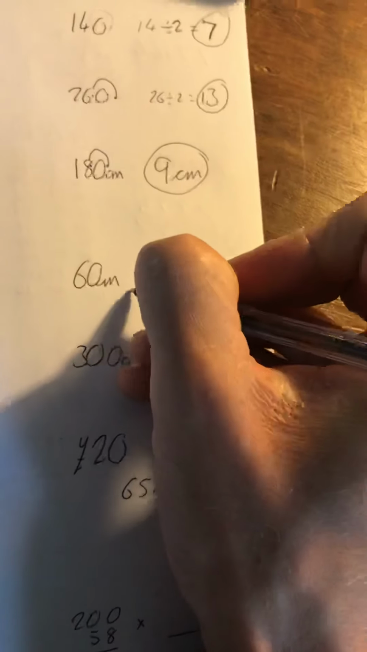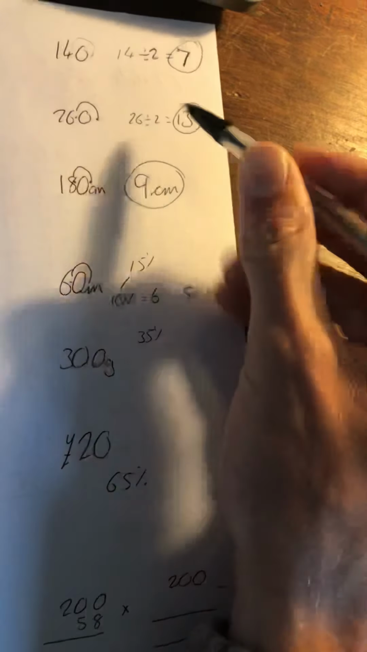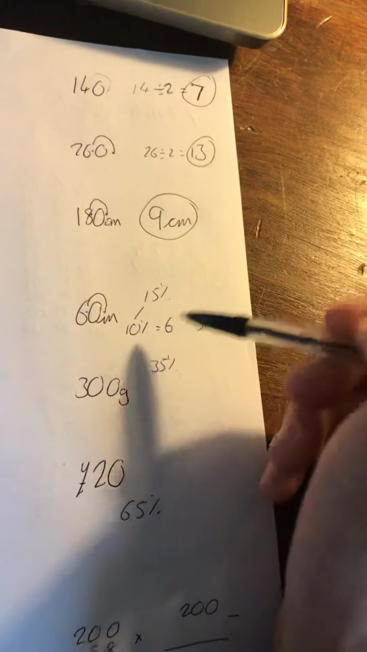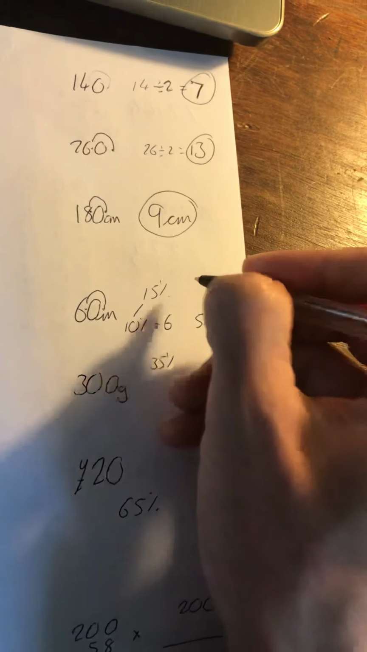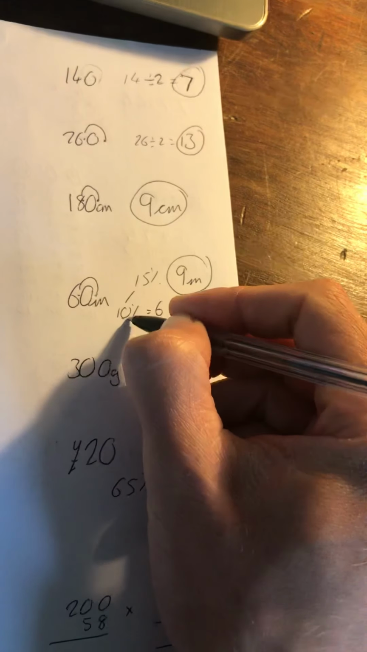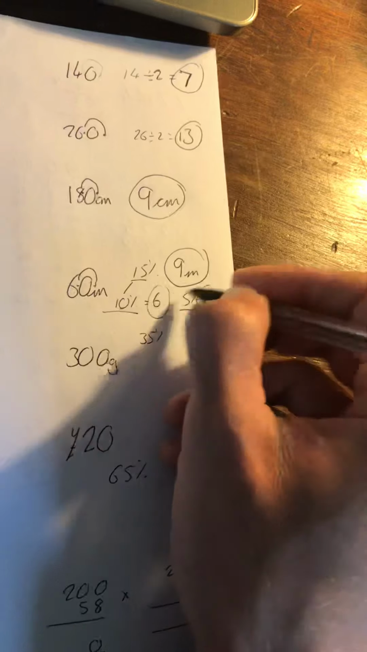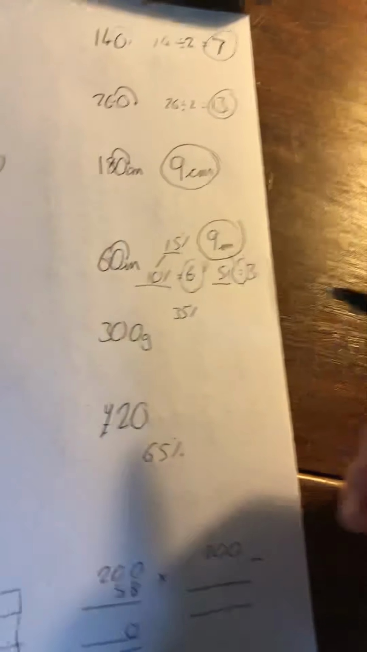So first off, I've got 15% of 60 metres. So I'm going to partition that into 10%. One jump left is 6. 5%, I can use the strategy from up here, half of 10%, half of 6 is 3, to get 9 metres when I add those together. Because 10% and 5% will give me 15%, so I add my answers to make 9.